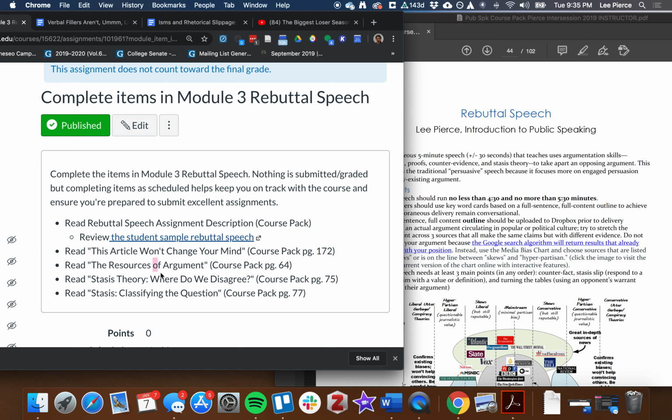And then the other three things are what I would call the theoretical underpinnings of this assignment that you're going to need to learn about. Right now we're going to do an overview of the rebuttal speech. And then in the next video, I'm going to talk specifically about this question of stasis, and also about the Toulmin model, which is the basic model of argument.